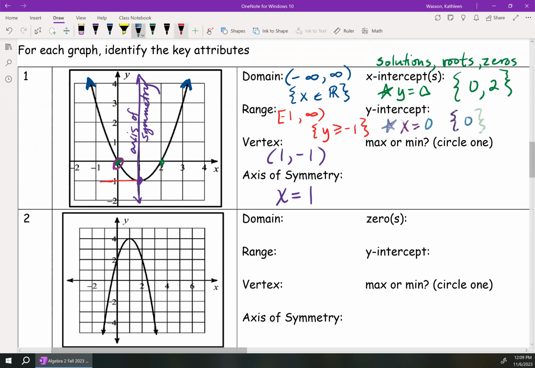Maximum or minimum, this is asking, do I have a lowest or a highest? Maximum is the highest point. Minimum is the lowest point. For this graph, I have a lowest, so I have a minimum. Please work through these other ones. And then you can compare with the key at my desk.